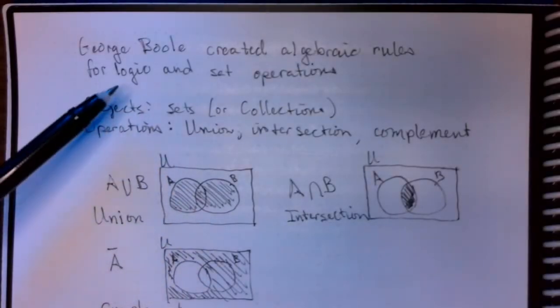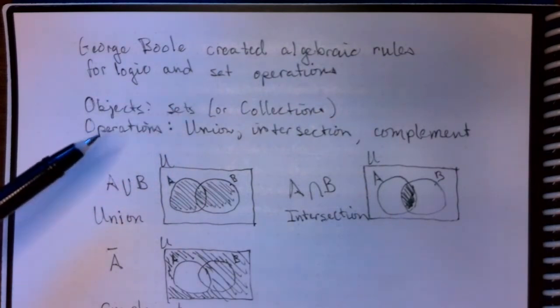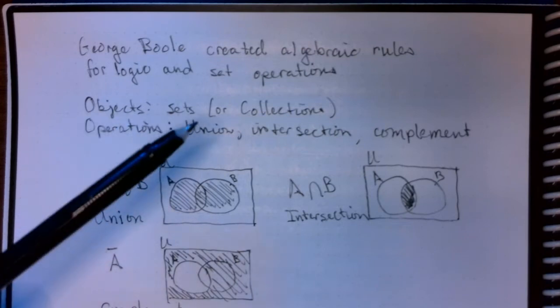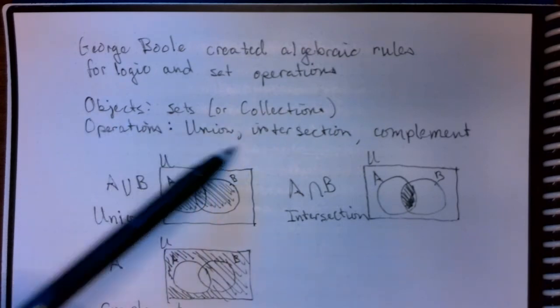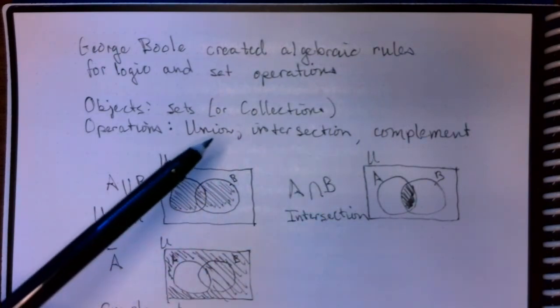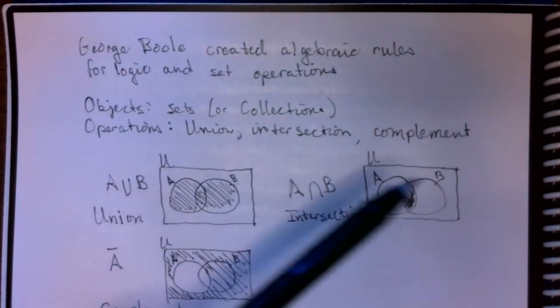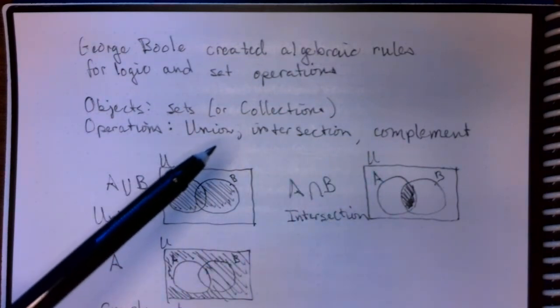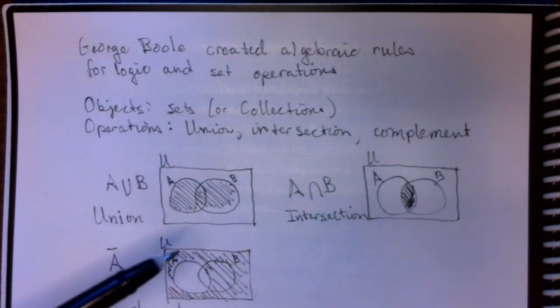So George Boole created these algebraic rules for logic and set operations. And we're going to focus on the set operations. And when we're dealing with this structure, our objects are sets or collections, and these are the operations that we can do with those sets. If I have a set, I can find its complement. If I have two sets, I can take them and make the union.